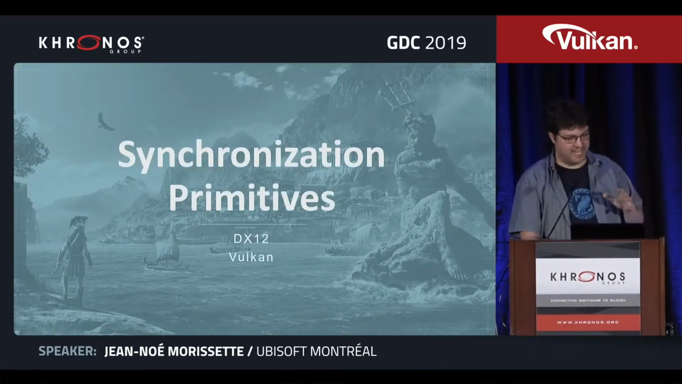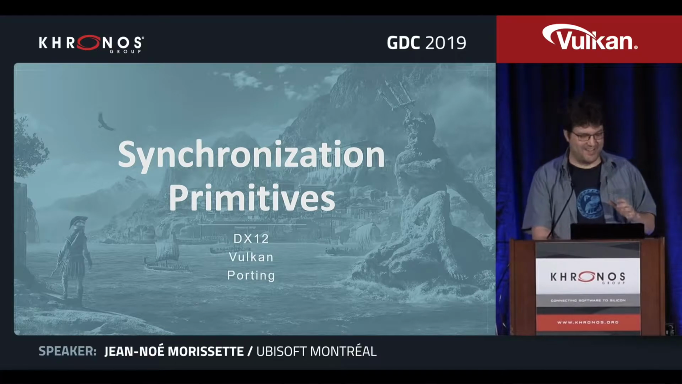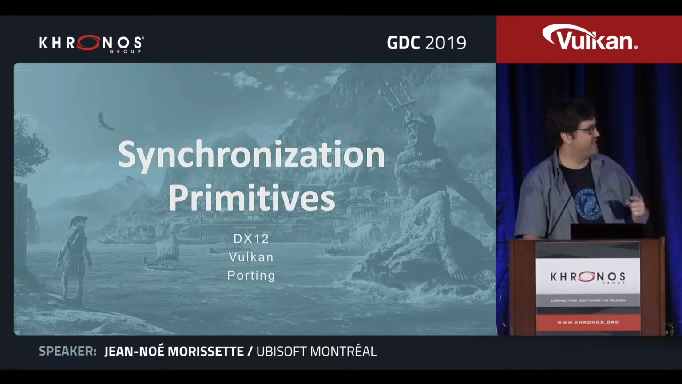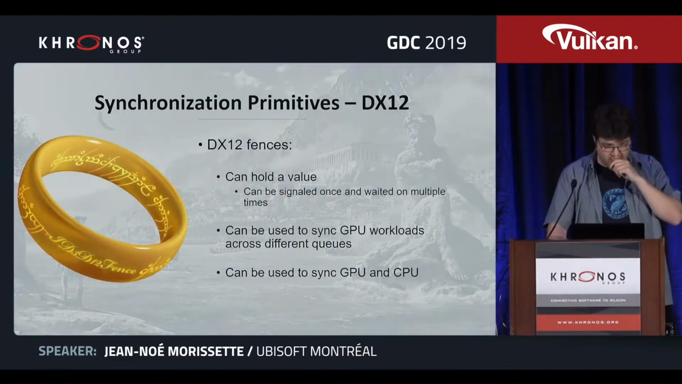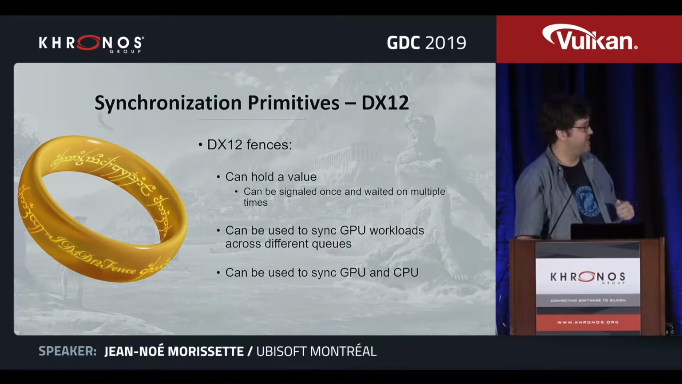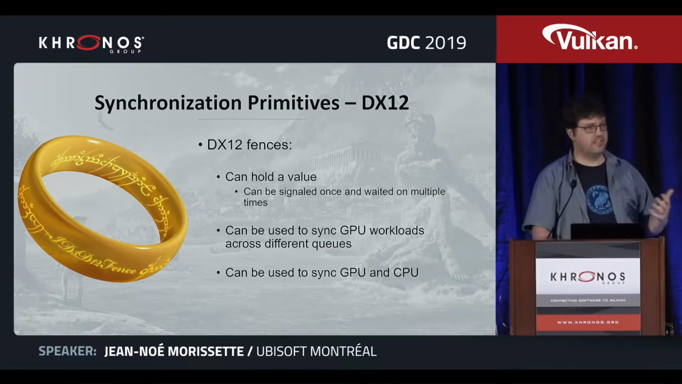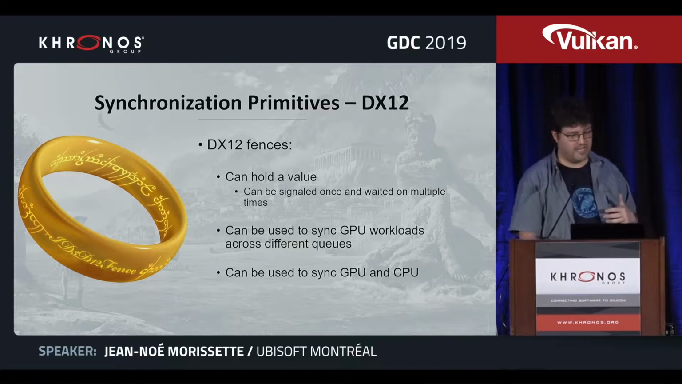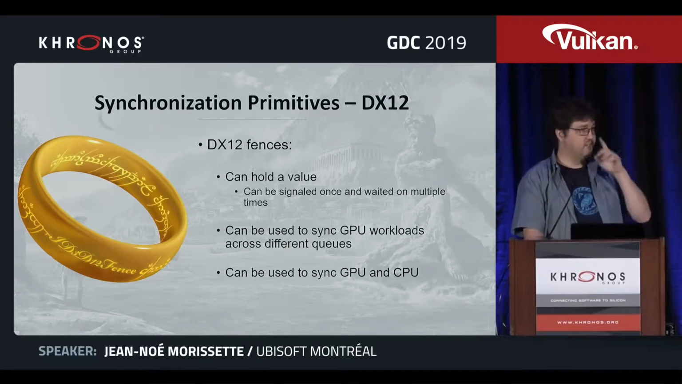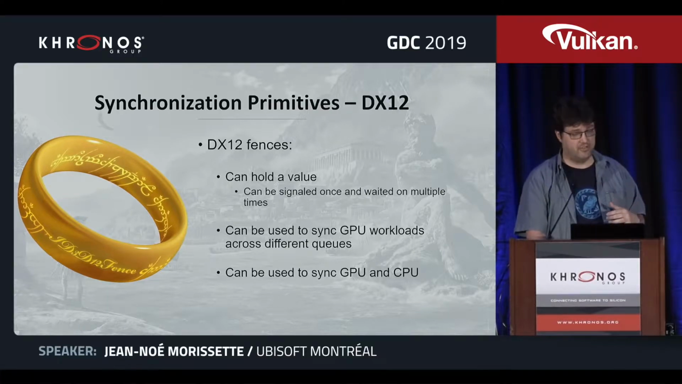Synchronization primitives. This is the end. We're nearing the end. I'm just going to go over real fast what it looks like in DirectX 12, in Vulkan, and then what was involved in porting it, and our wish list there. So, the DirectX 12 fence: you basically have one fence to rule them all. It can hold a value, you can signal it once, you can wait from the same queue or any other queue. You can use it to synchronize with the CPU as well.